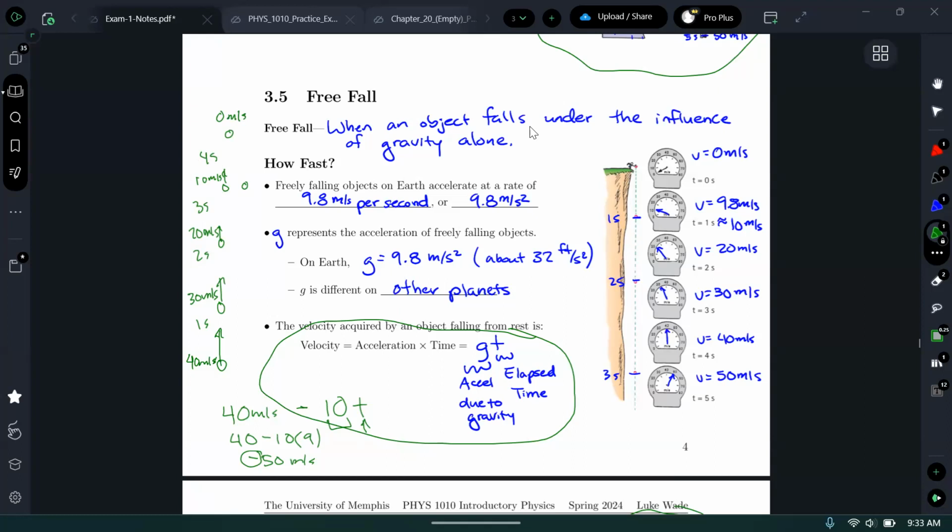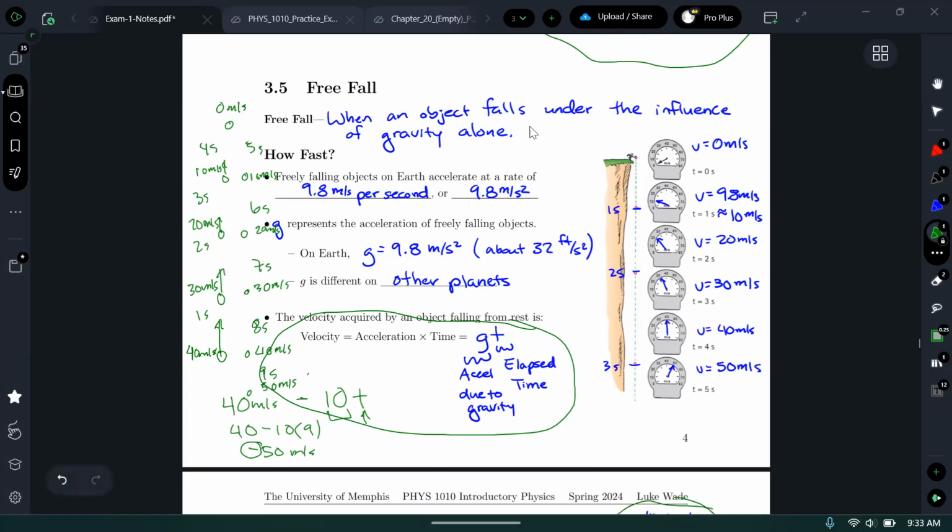That means it's going to start increasing in speed as we go back down. It'll be 10, 20, 30, 40, and then finally 50 meters per second, because that would be seconds 5, 6, 7, 8, and 9. So we still get the same answer, and we still realize it's falling downwards.